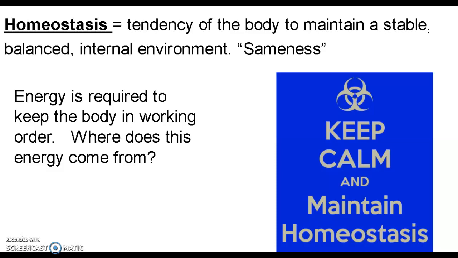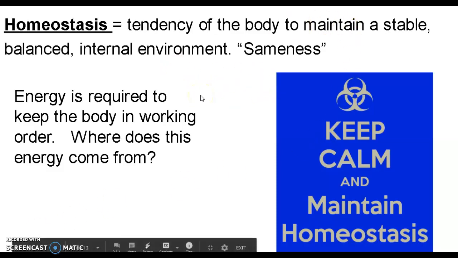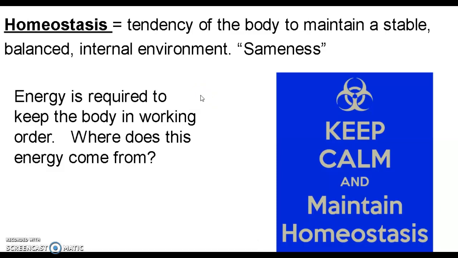So, you might recall from last Wednesday, homeostasis is the tendency of the body to maintain a stable, balanced internal environment. In other words, a sense of sameness. Homeostasis is what keeps your body temperature at a normal 98.6 degrees Fahrenheit or 37 degrees Celsius. It maintains your blood pressure, your heart rate, the amount of glucose in your blood, the amount of water and salt in your blood. Homeostasis is so important. If your body stops maintaining homeostasis, you are dead.